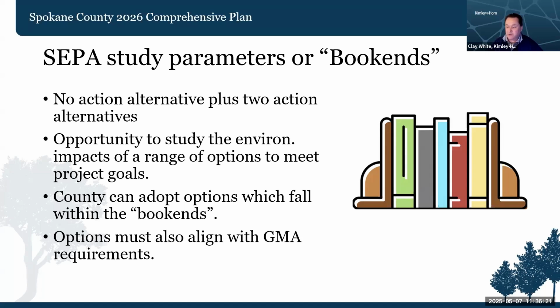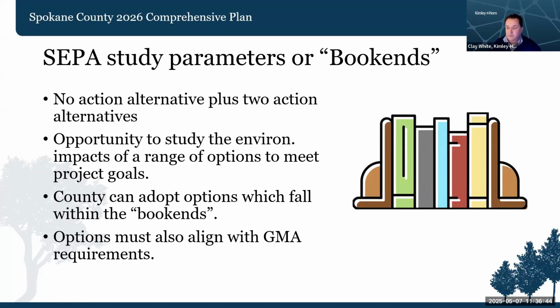Now, this is really nice, so we kind of call them SEPA bookends, because the alternatives then provide an opportunity to look at a range of different ways to accomplish your goals. It allows the community to provide input on different ways that the environment may be affected by different choices the county could make. And it also provides the county a variety of different options to be able to accommodate growth at the end of the comprehensive plan process.